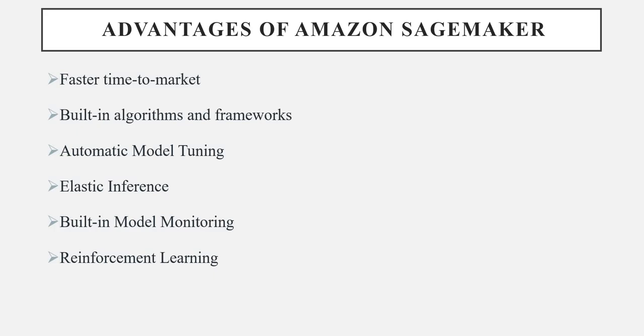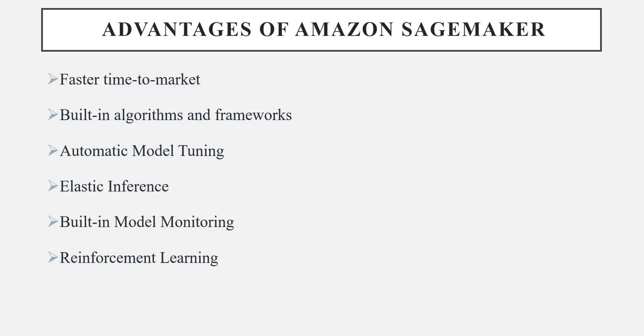The advantages of SageMaker are faster time to market, built-in algorithms, automatic model tuning, elastic inference, built-in model monitoring, and reinforcement learning. So there are different advantages. Let's see them one by one. Faster time to market: SageMaker lets developers and data scientists quickly build, train, and deploy machine learning models. It allows organizations to bring new products and services to market the fastest.